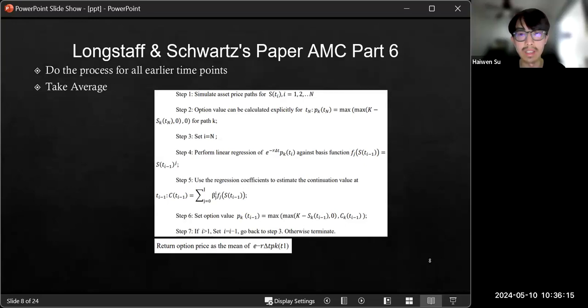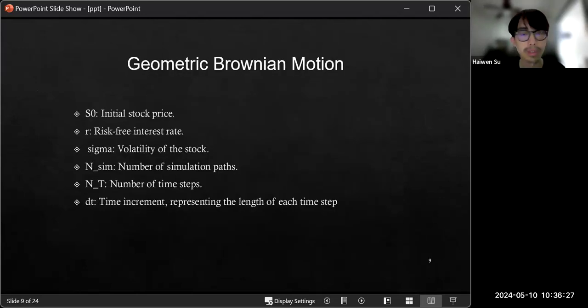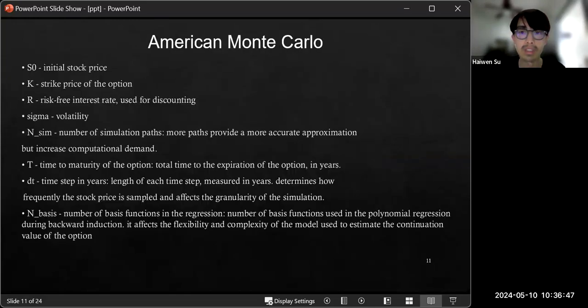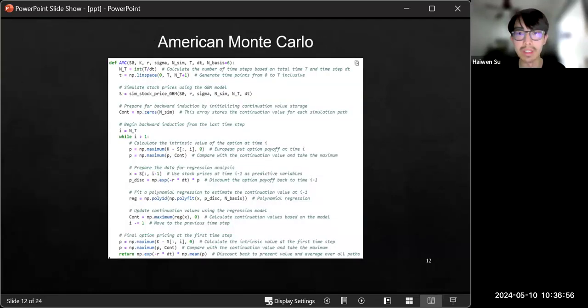And here is an outline of the process we just went through. And later, I'll integrate all those steps into one single function. And for the geometric Brownian motion, those are the parameters you need for the path simulation. I think if you've taken the stochastic calculus class, you're pretty familiar with those parameters. And yeah, this is the code for the Brownian motion. And these are the parameters we need for the Monte Carlo process we just mentioned. And this is how it looks in Python code.